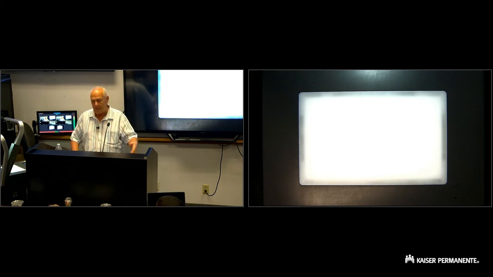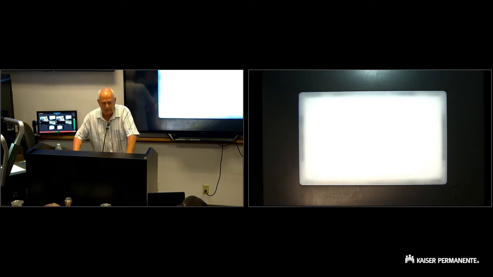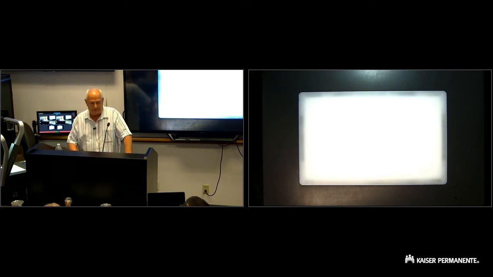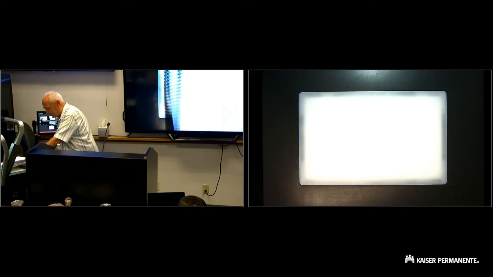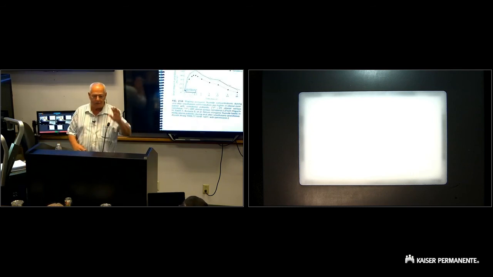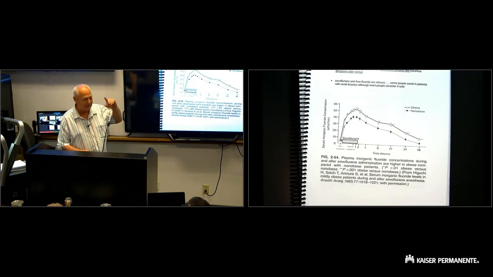Okay, so then we thought we were over this story. Then here comes sevoflurane. And sevoflurane, as I showed you yesterday, is metabolized 6 to 8%. And here, let's look at this figure. This is a study that was done. Oh, so here's what happened. I forgot to tell you the punchline.